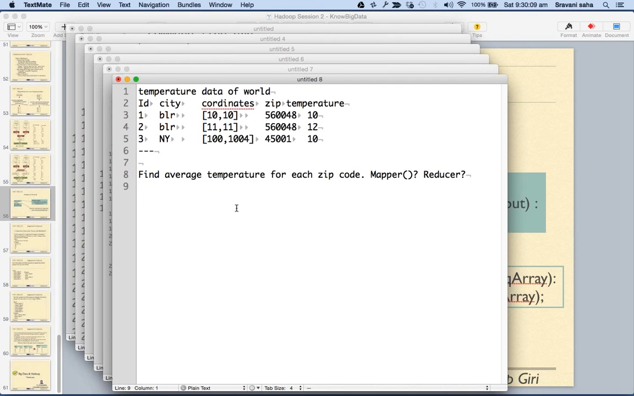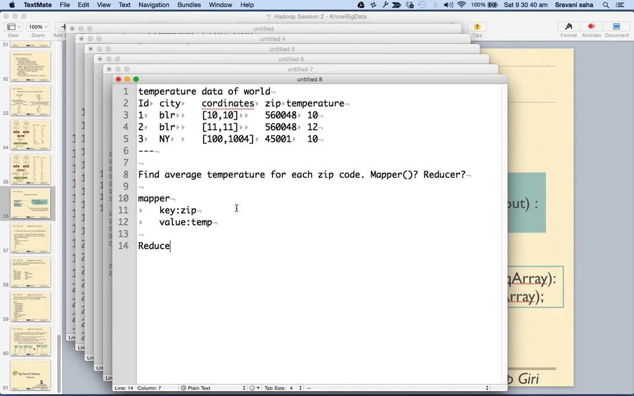Okay, so Basraj says that the mapper will give the key as zip code, and the value will be temperature. Anybody else? Anand also says the same thing. Good, good, good. All right.